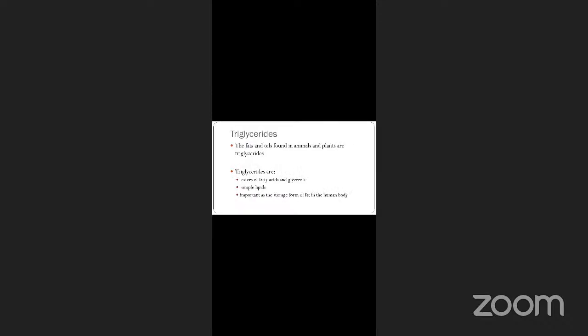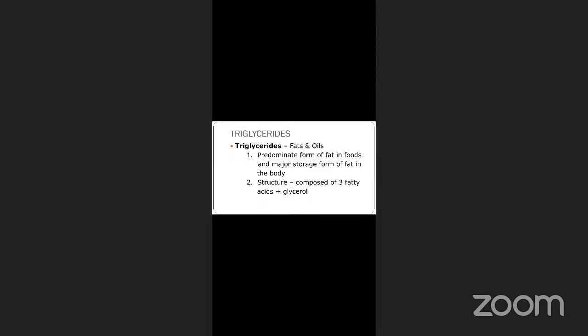Next, triglycerides. They are the fats and oils which are found in animals and plants. They are the esters of the fatty acids and glycerol. I told you, to the glycerol molecule, you have 3 fatty acid chains. They are simple lipids and they are storage lipids in the human body.